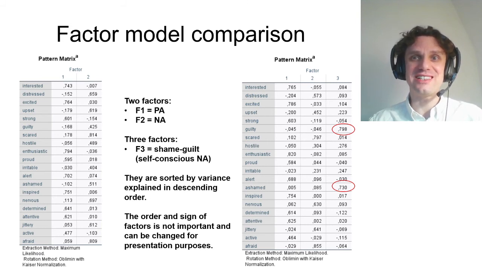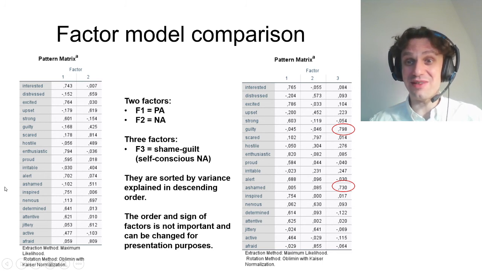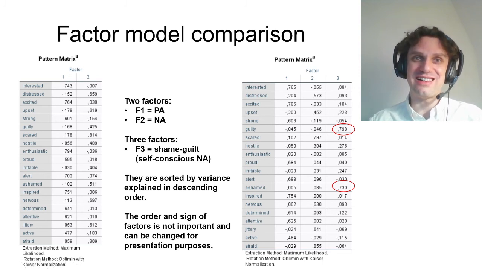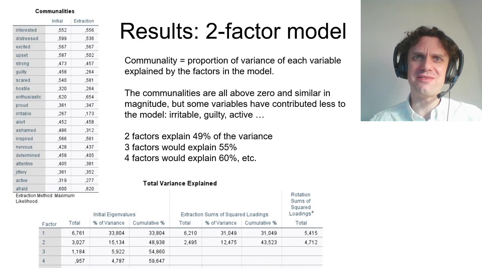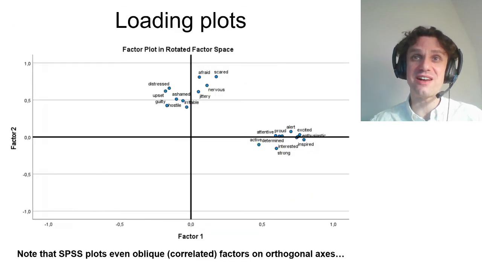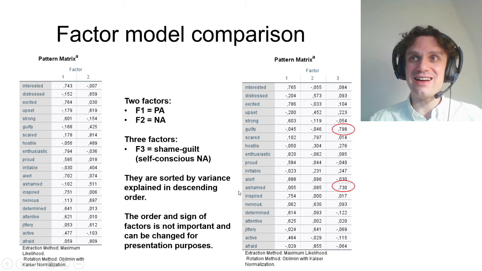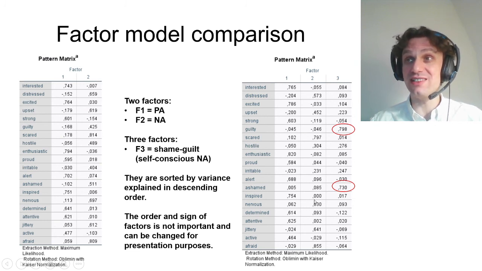Yeah, and this was, of course, a 2-dimensional model. What would happen if we take a 3-dimensional, a 3-factor model? The third factor would explain some very small proportion of variance, only 5%. But if we look at this three-dimensional model, we see that the first two factors are pretty much the same, a positive affect and negative affect, but the third dimension only includes two variables, guilty and ashamed.